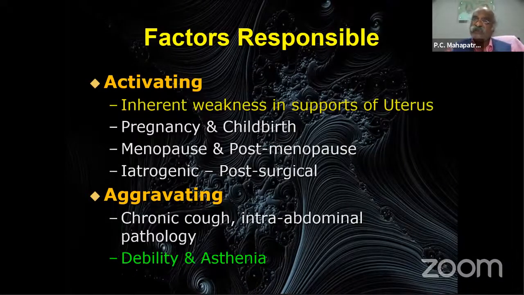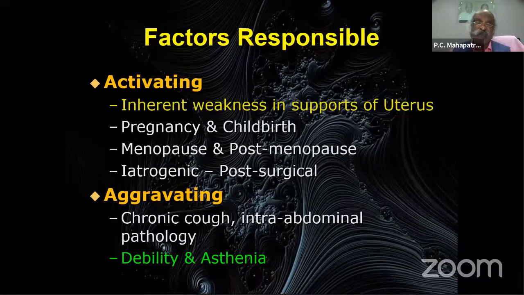So the major thing to attribute is that inherent weakness in supports, in cases which have it from the beginning, from birth. Any other factors like pregnancy and childbirth trauma, menopause or post-menopausal estrogen deficiency, or post-surgical iatrogenic causes, like improper fixation with the Mackenrodt ligament, the cardinal ligament and the uterosacral to the angle of the vault. I think these could be activating factors also.